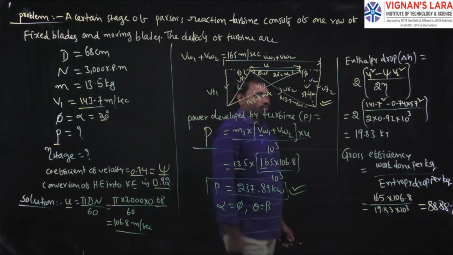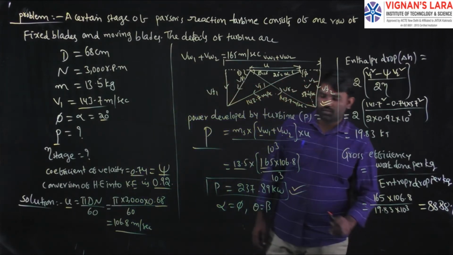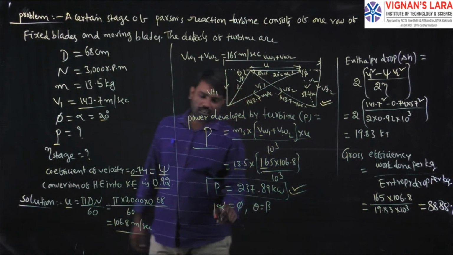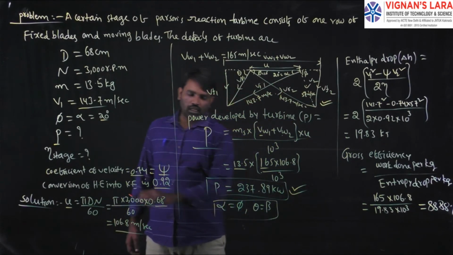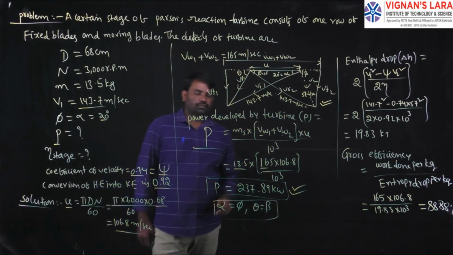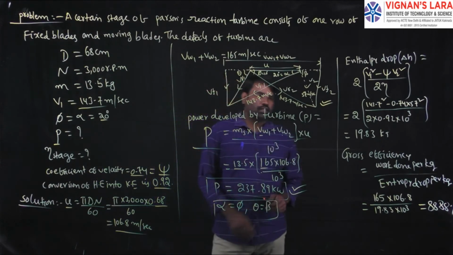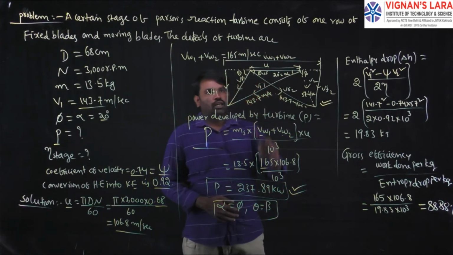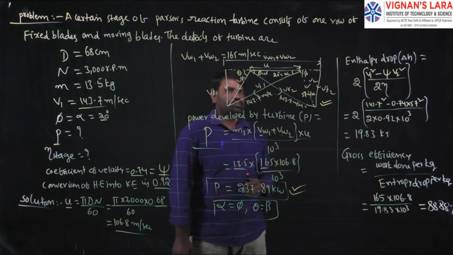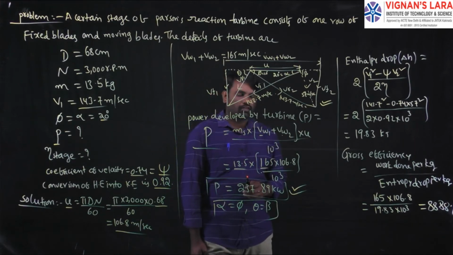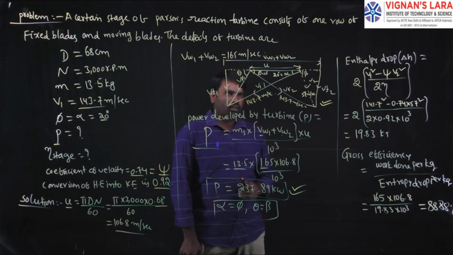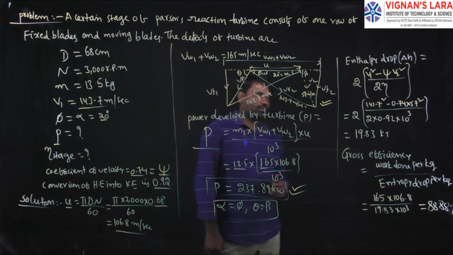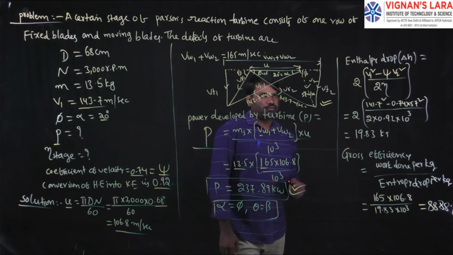237.89 kilowatts. And always you have to remember the conditions of the reaction turbine: alpha is equal to phi and theta is equal to beta. From the combined velocity triangle itself you can easily calculate the alpha, theta and beta values. Alpha and phi values are given, and theta and beta values you can easily calculate from the combined velocity triangle.